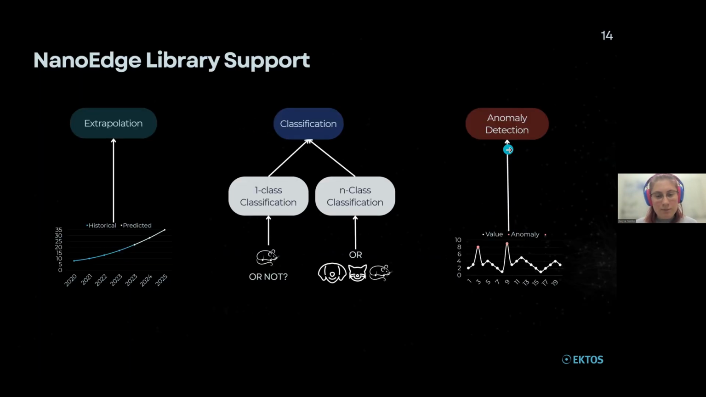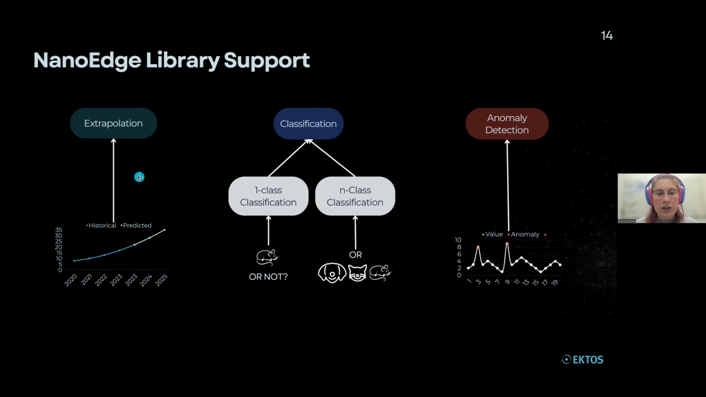And then model selection. There are three main types of tasks that NanoEdge can do. They are extrapolation, classification tasks, and anomaly detection. The two classification tasks are one-class classification and n-class classification. N-class is when we need to find, for example, dogs, cats, or mice. And one-class classification is when we need to define whether it is a mouse or not. For example, is it normal behavior or not?